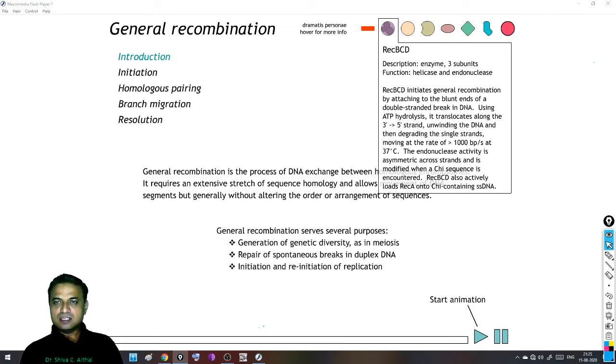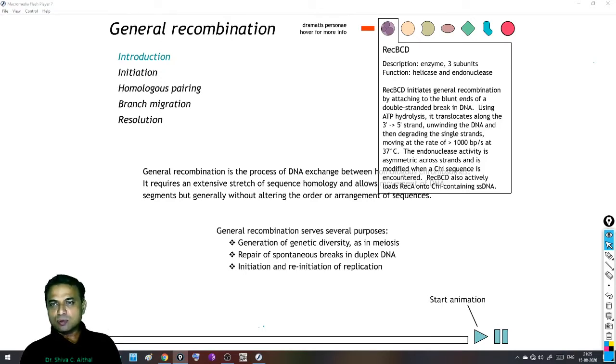The next immediate requirement is RecBCD. It is a multi-subunit enzyme, a protein of course, and it has two prime functions, helicase and endonuclease. RecBCD initiates general recombination by attaching to the blunt ends of the double-stranded break in the DNA. I explained in the last lecture what blunt ends are, and though cohesive ends are actually more useful in the recombination process, and that is what we use when artificially using this process in recombinant DNA technology.